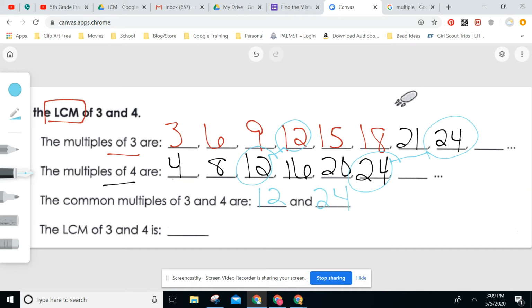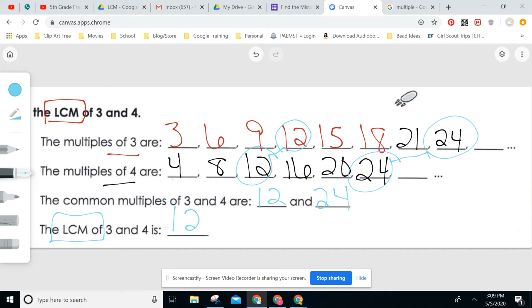When we talk about the least common multiple, least being smallest, what is the smallest number that they both have in common? Basically, what's the smallest number that appears on both lists? And as you can see, 12 is the smallest number that appears on both lists. Okay? And that's all you really have to do to find least common multiple.